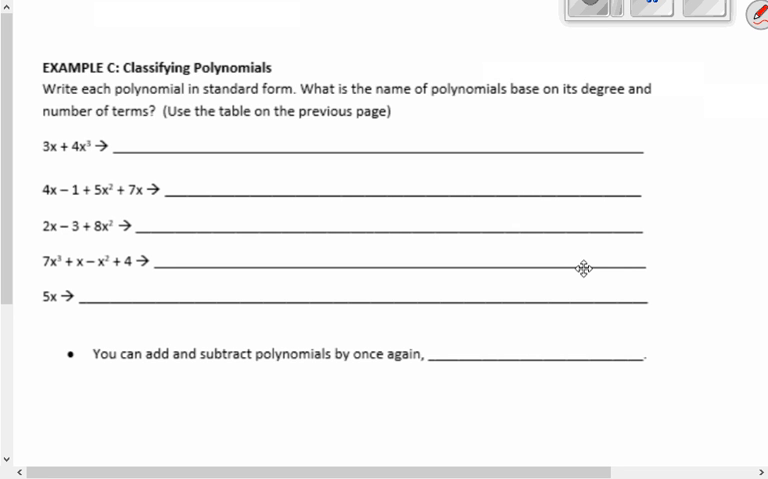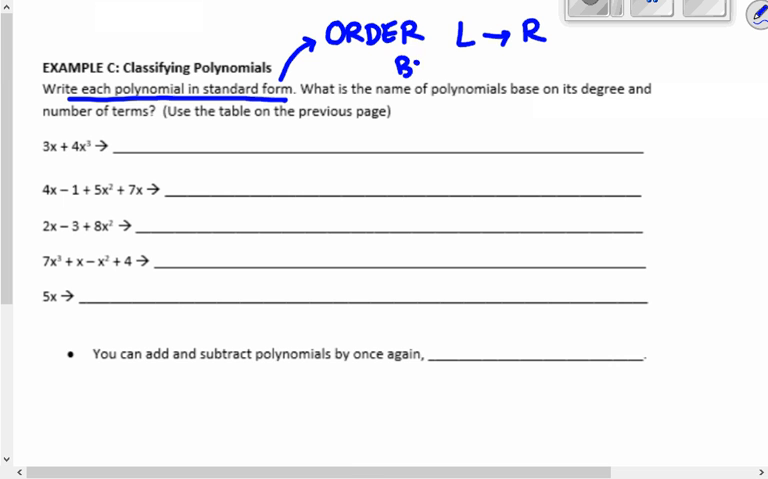All right, here's example C, classifying polynomials. The first thing we're going to do is put each polynomial in standard form. And what that means is you need to put them in order from left to right by degree. So the highest exponent term, the highest degree, will go the farthest to the left, and then it'll work its way down until the lowest degree is all the way to the right.